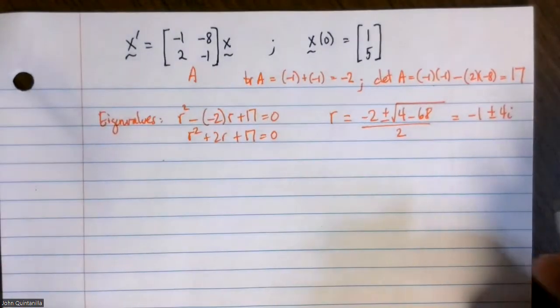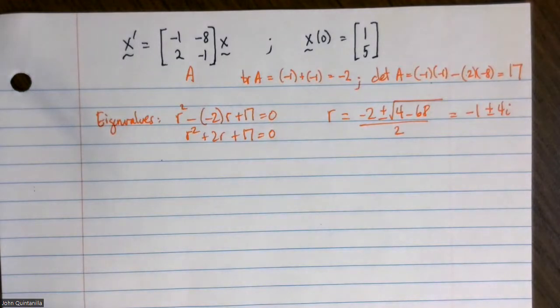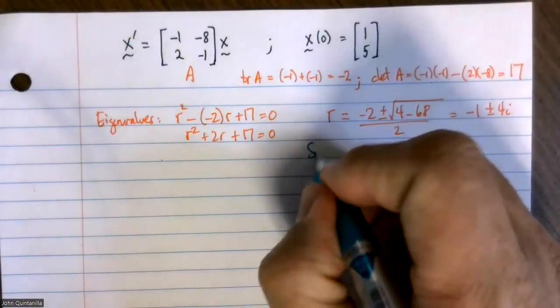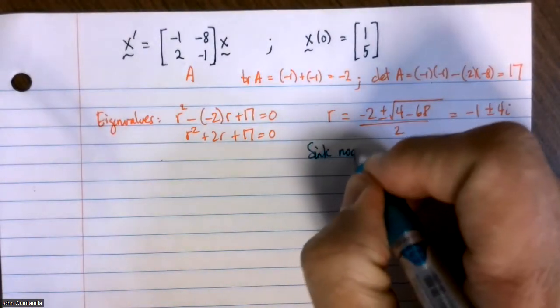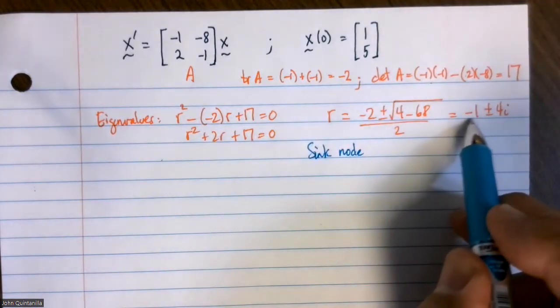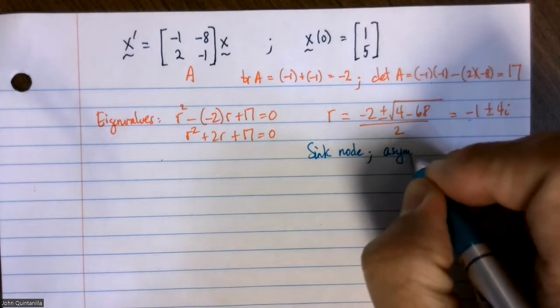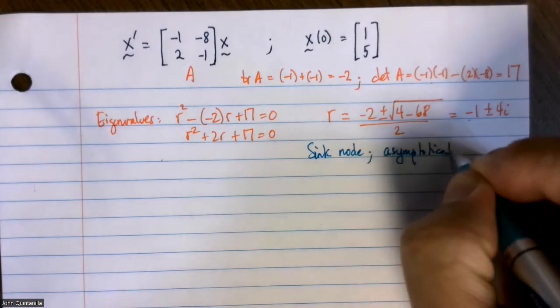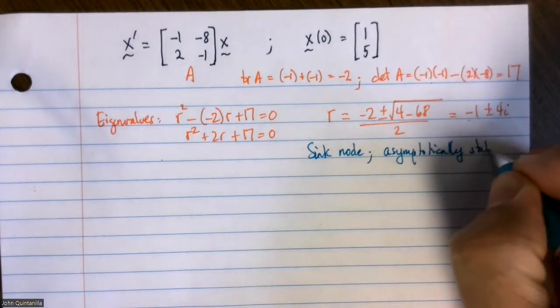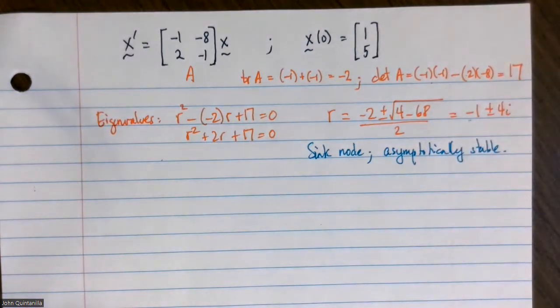Okay, so we can determine a couple things right away. The origin is going to be a sink node, because I have a -1 here, and that means that the origin is going to be asymptotically stable. All solutions are going to converge to the origin.